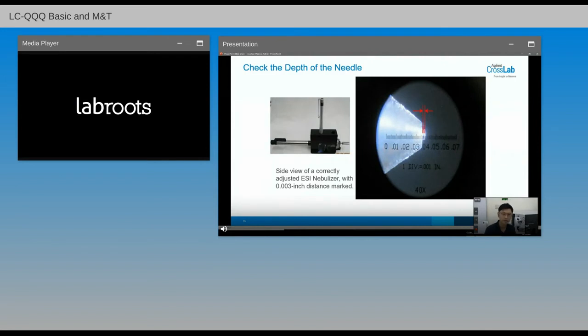And we do need to check the depth of the needle of the nebulizer. It's a very important portion so that the spray can be of good order. This can be enhanced by adjusting with the toolkit that Agilent provides to new users on a new system itself.